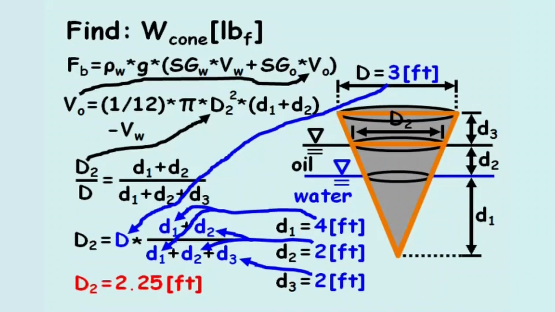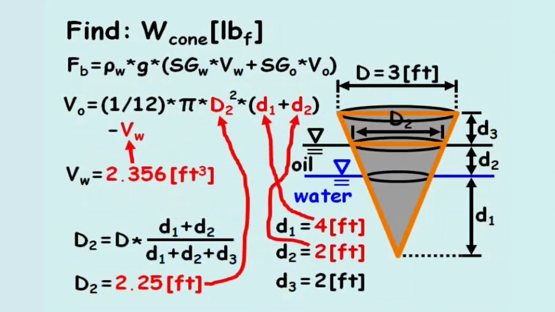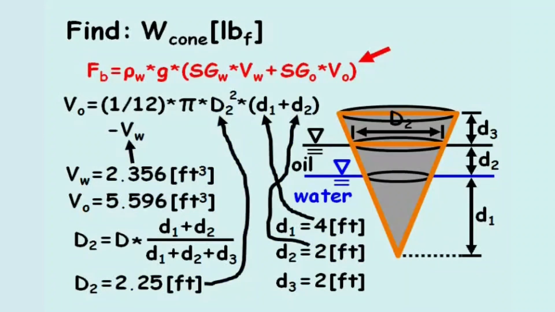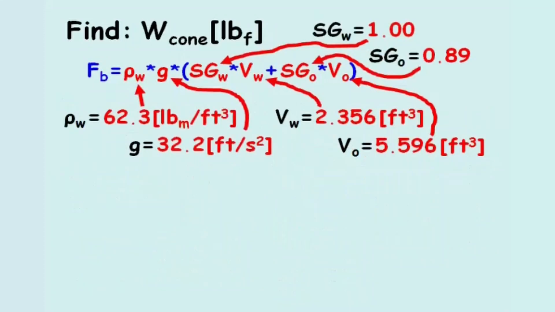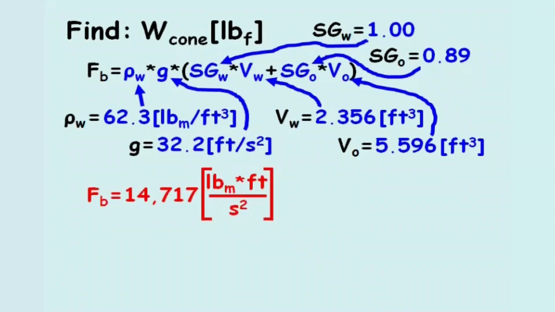Now, if we plug in diameter D2, depth 2, depth 1, and VW, this makes the volume VO equal to 5.596 cubic feet. Lastly, we'll return to our equation for the buoyant force, Fb. And after plugging in the known variables, the buoyant force equals 14,717 pounds mass feet per second squared.